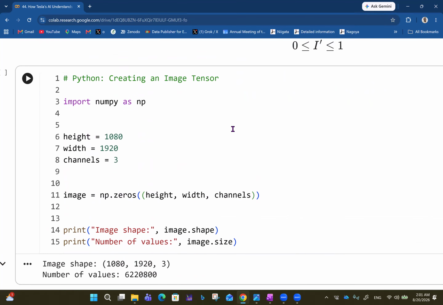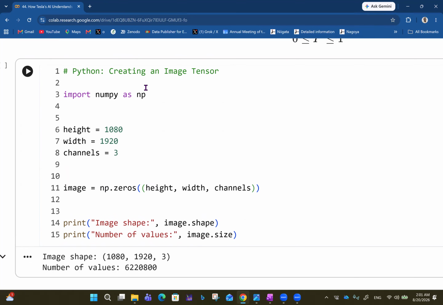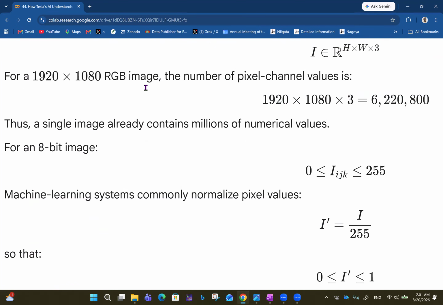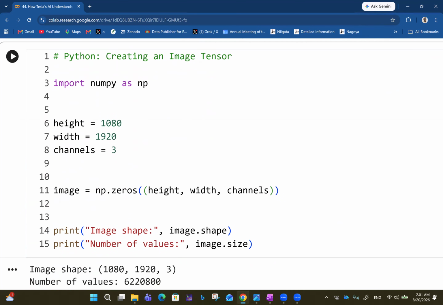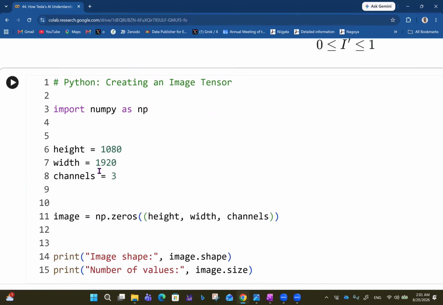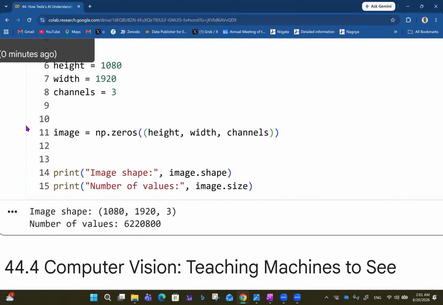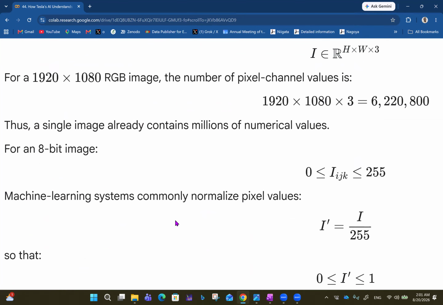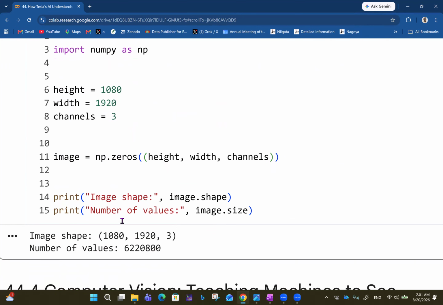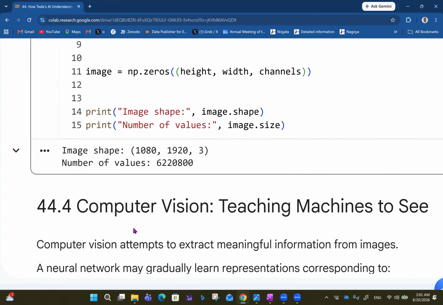So imagine creating an image tensor: import numpy as np, and you have height 1080, width 1920, and three color channels. So the image can be built from height, width, and channels, and you can print the image shape and the image size in terms of numbers. The image shape is 1080 by 1920 by 3, and the number of values is multiplying it all together: 1080 multiplied by 1920 multiplied by 3, and you get 6,220,800 values. So that's a lot of numbers to deal with.